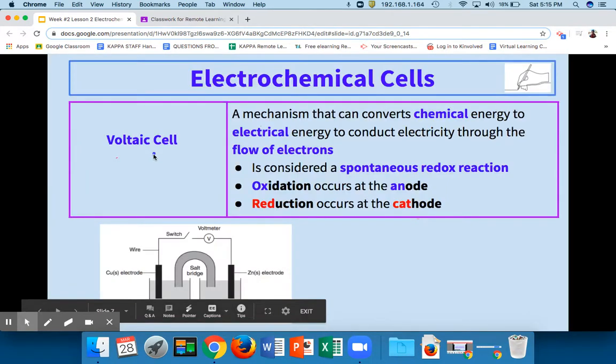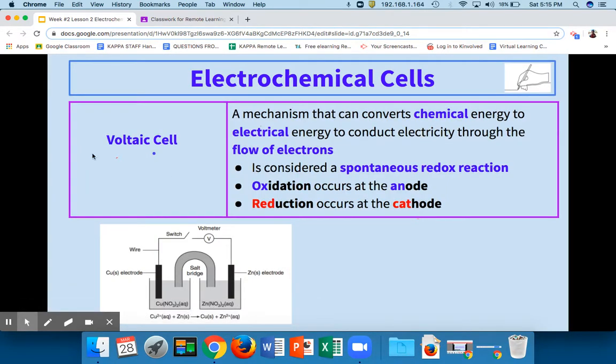Okay, so our definition for a voltaic cell, which is a type of electrochemical cell, is a mechanism that converts chemical energy to electrical energy to conduct electricity through the flow of electrons. It's considered a spontaneous redox reaction, meaning it uses oxidation reduction. And oxidation occurs at the anode of the cell, and reduction occurs at the cathode of the cell. Pause the video now so that you can write down this definition.